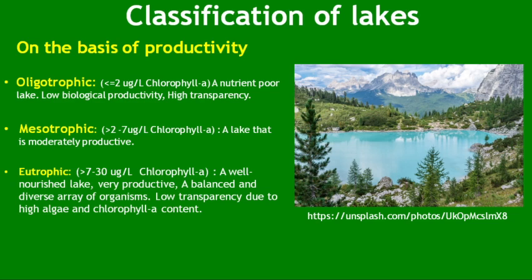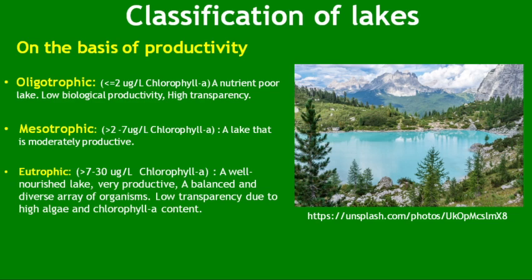As all of you know, we have also discussed this term as eutrophication in our previous lectures, which is reflected with high concentration of nutrients. So a eutrophic lake is a well-nourished lake. It is very productive because the concentration of nutrients is quite high. A balanced and diverse array of organisms can be seen in such eutrophic lakes. It has low transparency due to high algae and chlorophyll A content. The concentration of chlorophyll A in the water of eutrophic lakes varies between 7 to 30 microgram per liter.